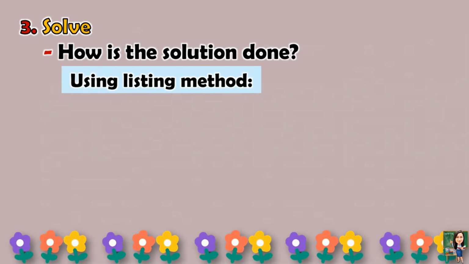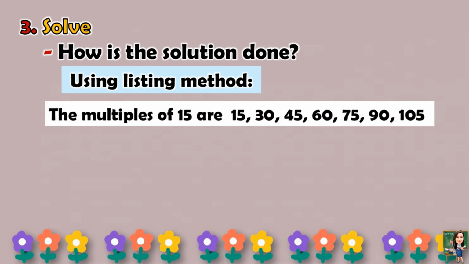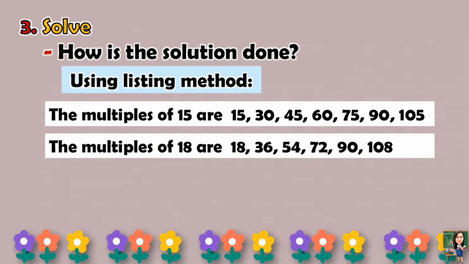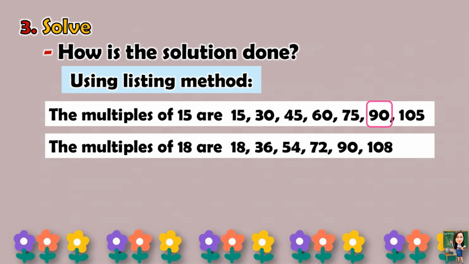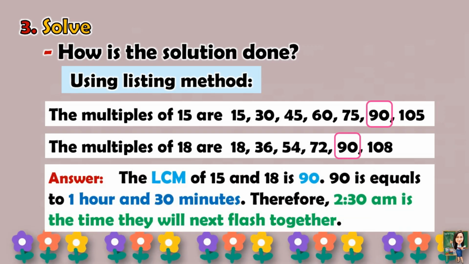Using the listing method. The multiples of 15 are 15, 30, 45, 60, 75, 90, 105. The multiples of 18 are 18, 36, 54, 72, 90, 108. The common multiple of 15 and 18 is 90. The answer is the LCM of 15 and 18 is 90. 90 minutes is equal to 1 hour and 30 minutes. Therefore, 2:30 a.m. is the time they will next flash together.